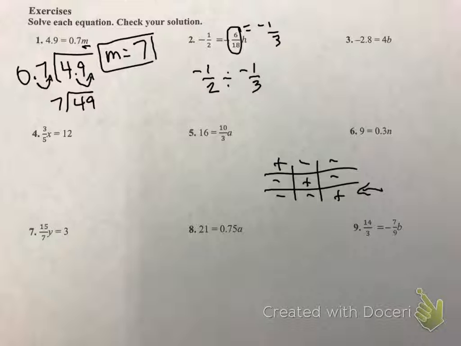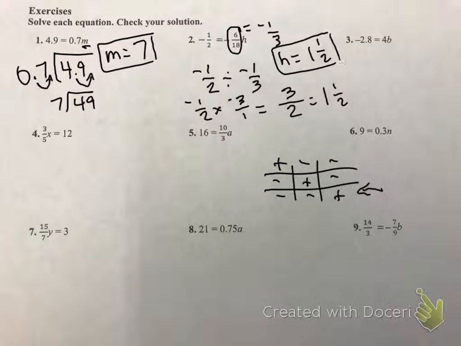To solve a dividing fractions problem, we are going to, as many would say, keep, change, flip. I say flip and multiply. Negative 1/2 times negative 3/1. We multiply straight across. Negative times negative is a positive. We get 3/2, which gives us 1 1/2. Therefore, h equals 1 1/2.